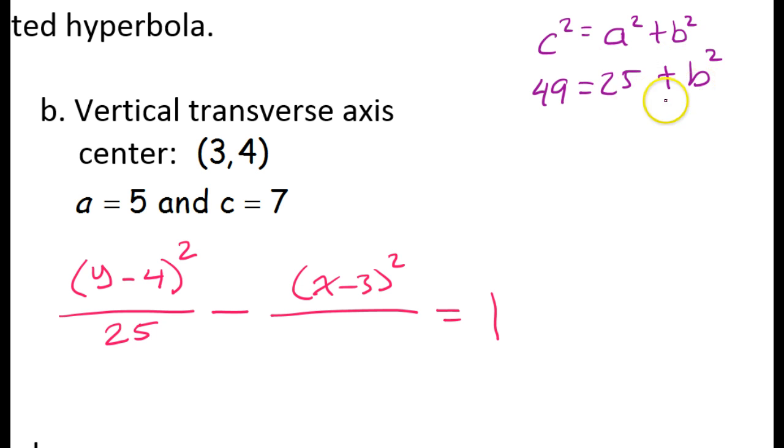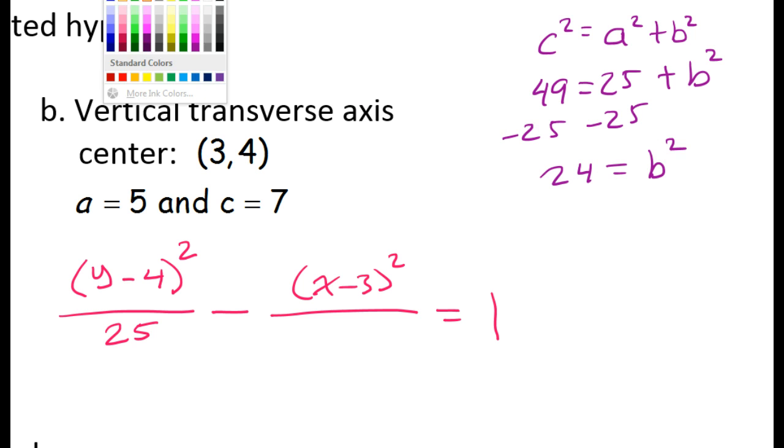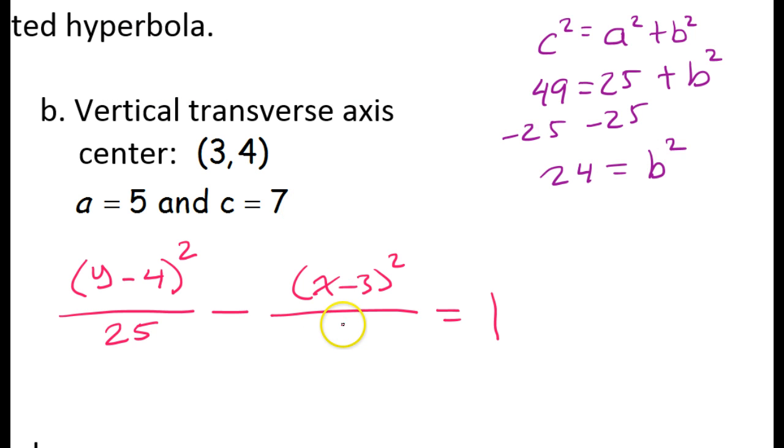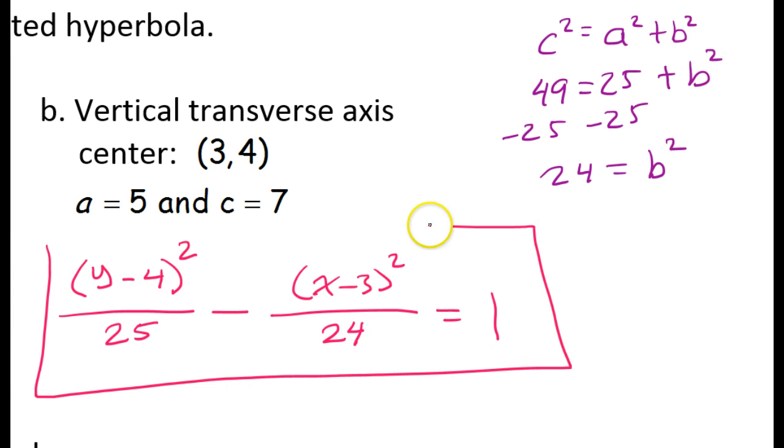Okay, so plus b squared. So we just need to subtract 25 from both sides. So this is going to be 24 is equal to b squared. We're not going to take the square root because we actually want b squared. So this denominator will be 24, and this is the standard form equation of the hyperbola described.